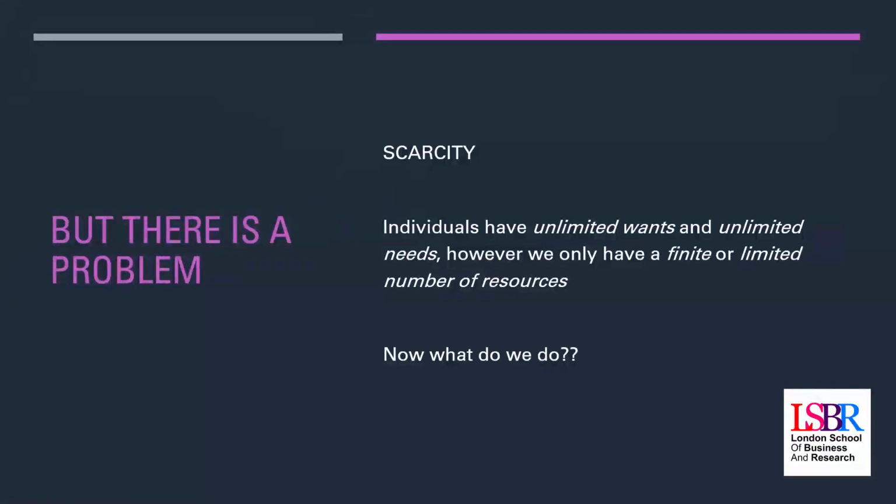But as we said already, there's a problem, and that problem is scarcity. Individuals, as we've discussed already, have unlimited wants and unlimited needs. We all have dreams, we all have aspirations, we all have things that we want to do, want to consume, want to be able to afford, want to be able to buy for others even. But unfortunately, we only have a finite number of resources. So how do we decide where to invest our money, where to invest our resources, how to live our life essentially?